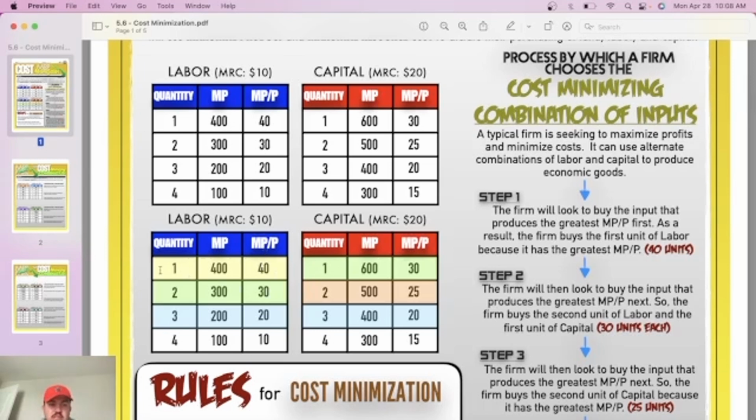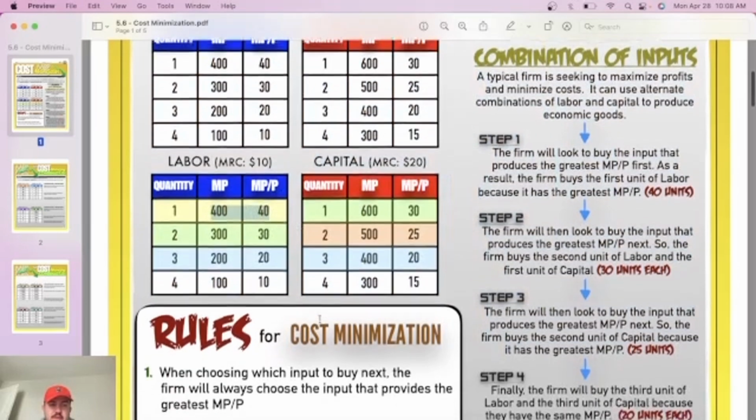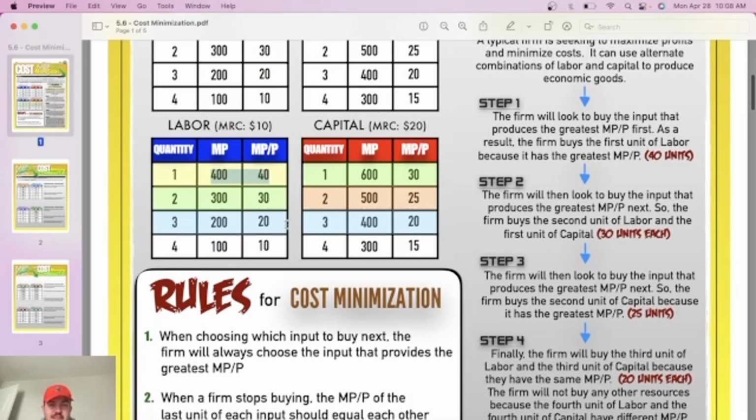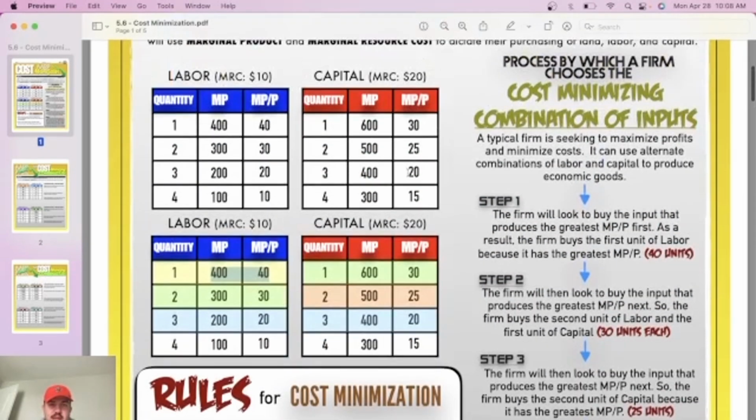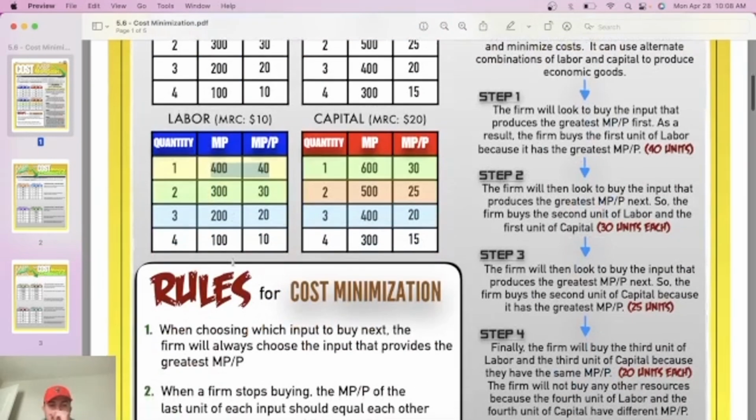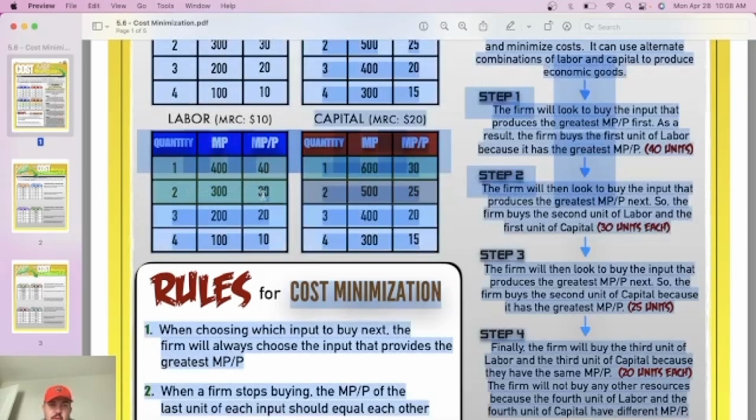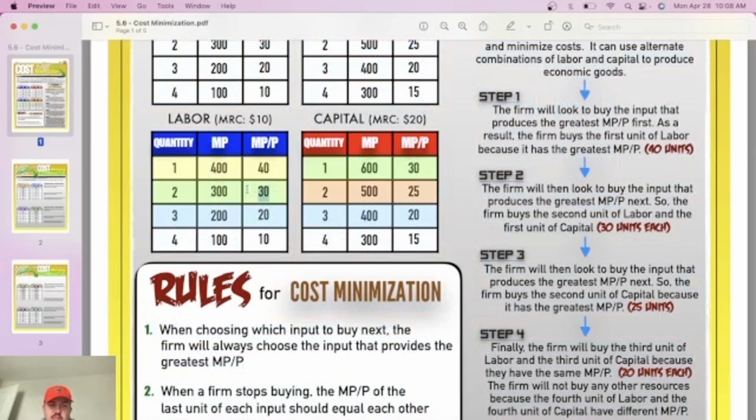So if we're going to choose to do this, we're going to choose to bring in the first one, the labor. If you have a choice between labor and capital, how you're going to combine those, we're going to choose to do this one first. Then we'll choose capital next because the MP over P is 30. Then we'll choose the labor, MP over P is 30. Then we'll choose capital. Then we'll choose labor, where it's 20, and capital, where it's 20. And from there, we're going to stop.